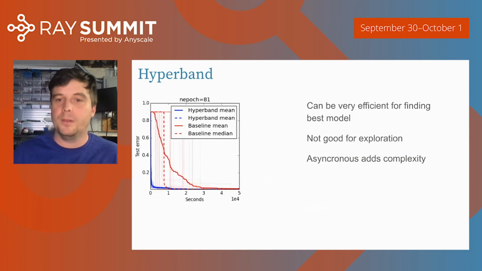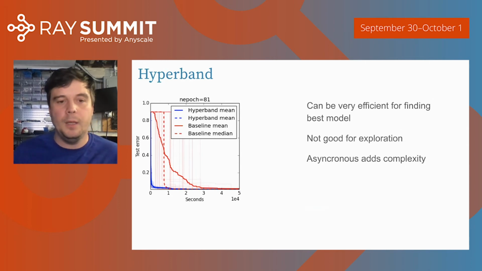So Hyperband, the effects are not subtle. It's very efficient and people should do it. But it can add complexity because it's hard to run in an asynchronous context. And it's also not good for exploration because your models ran for different amounts of time or different numbers of iterations. So it's hard to gain an intuition from the results of a Hyperband early stopping search, but it's the best way to find the best possible model.